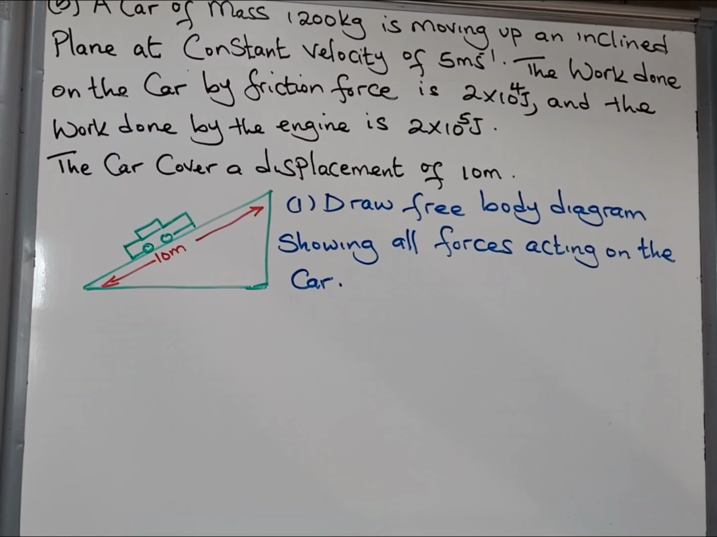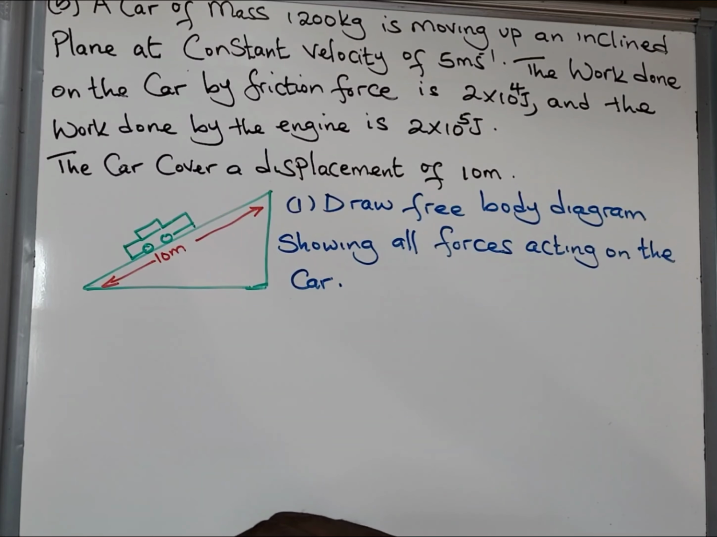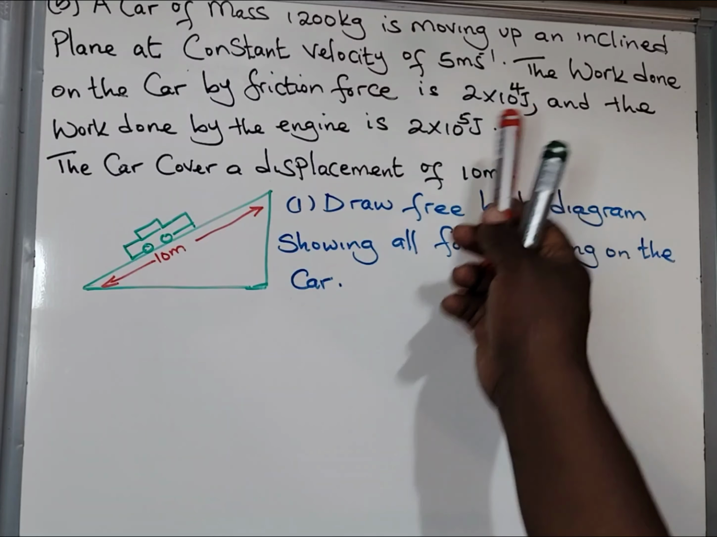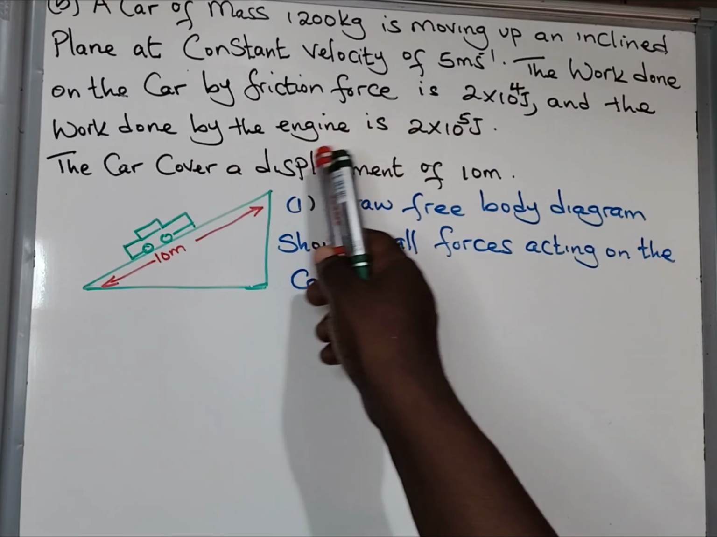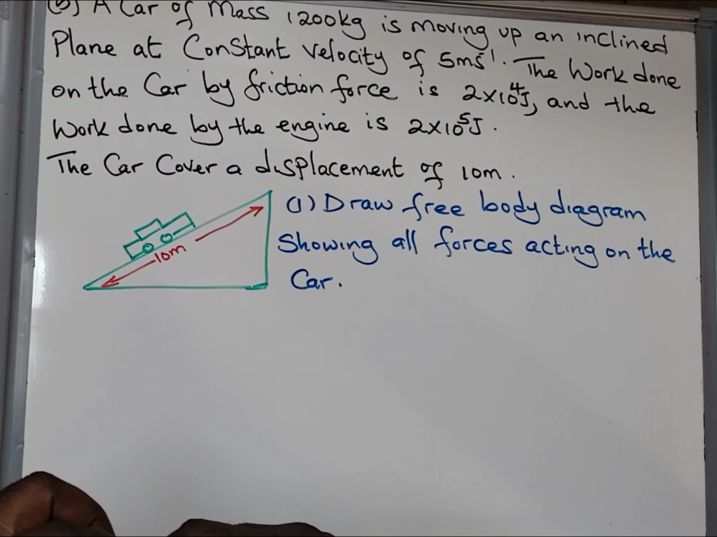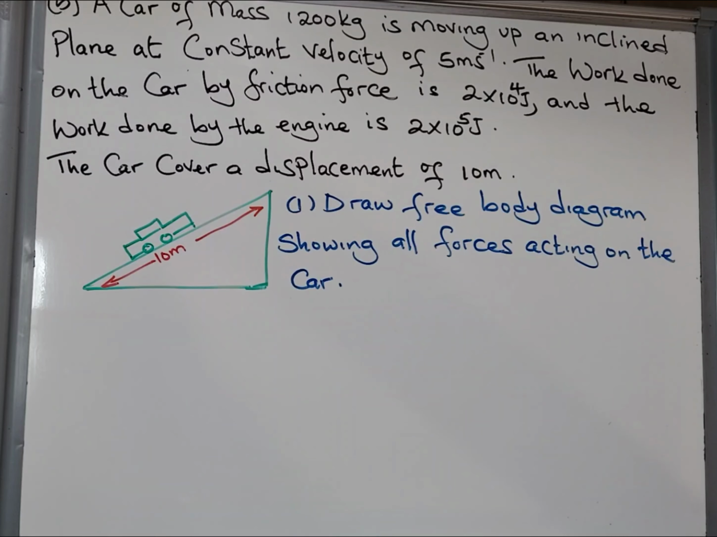A car of mass 1,200 kilograms is moving up the inclined plane at a constant velocity of 5 meters per second. The work done on the car by the friction force is given, and the work done by an engine is also given. The car covers a displacement of 10 meters, and here we have the sketch. The question says, draw a free body diagram showing all forces which are acting on the car.